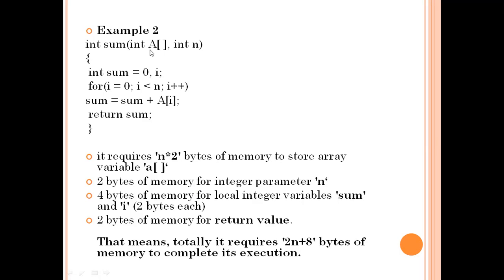Okay, so here see that the array can have n elements, so for this the size will be 2n, because it is an integer type array, so 2 bytes for int and n elements, so it requires 2n memory. Then for this n variable 2 bytes are required. Then for sum and i again 2 bytes of memory are required, and for the return value 2 bytes of memory. So total 2n plus 2 plus 4 plus 2, that is 2n plus 8 bytes of memory is required to complete its execution.